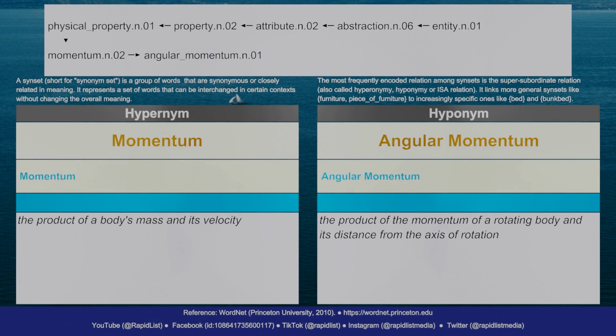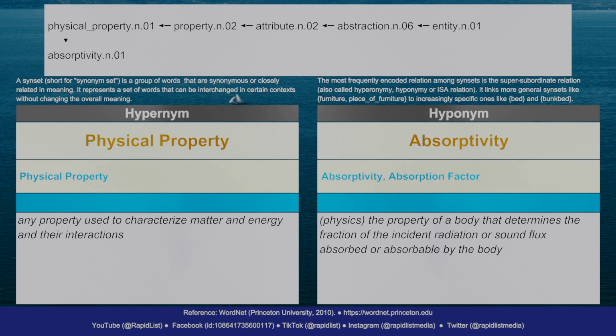Angular momentum. The product of the momentum of a rotating body and its distance from the axis of rotation. Any rotating body has an angular momentum about its center of mass. Absorptivity. Physics, the property of a body that determines the fraction of the incident radiation or sound flux absorbed or absorbable by the body.